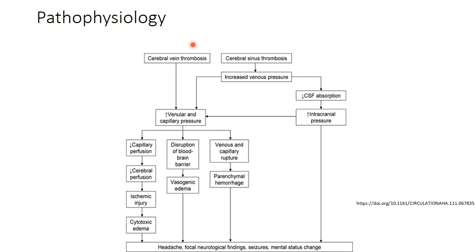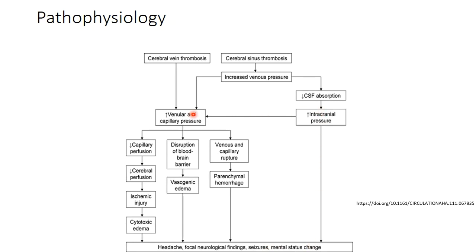Now, what is the pathophysiology? As we know, the cerebral vein thrombosis results in a characteristic rise in the venular or capillary pressure. A rise in the venous pressure causes a decrease in the CSF absorption in the veins, and that results in the characteristic rise in the intracranial pressure. This rise causes a headache, focal neurological deficits, and seizures.